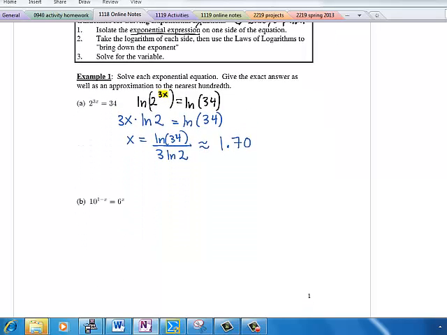Alright, then, already in the next example, we're stuck on the first step. Isolate the exponential expression. Well, there are two exponential expressions, and in that case, we're not going to be able to isolate them. So instead of isolating the exponential expressions, we'll go ahead and take the logarithm of each side.